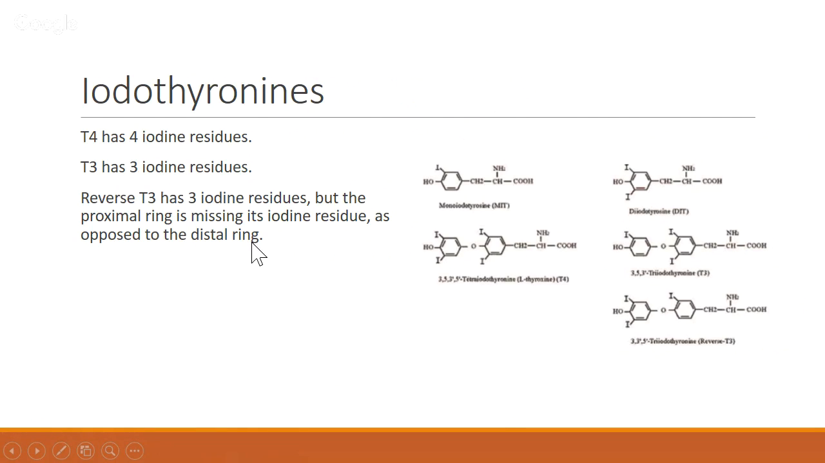It's basically by how many iodine residues they have. So T4 has 4 and T3 has 3. And this is reverse T3 if you're interested.